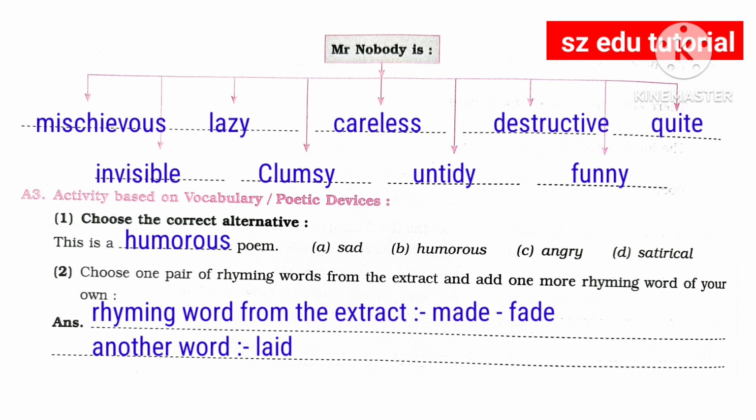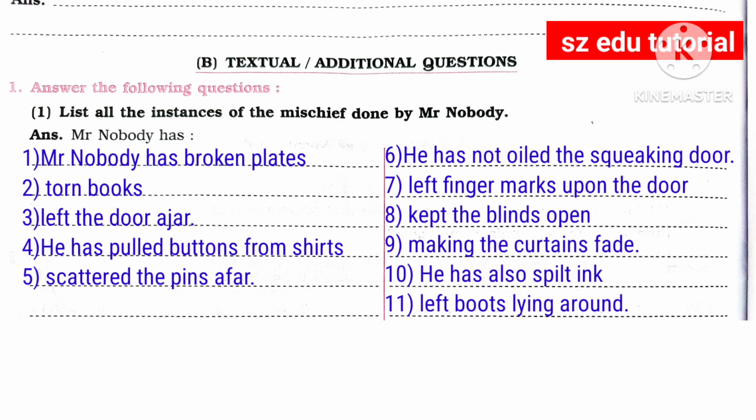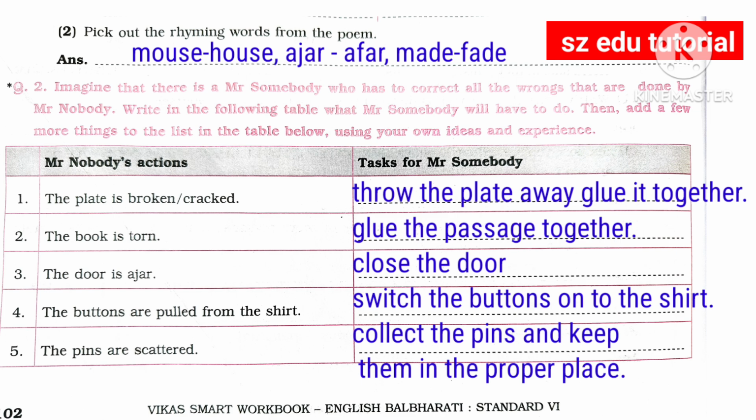Next, Nobody is mischievous, lazy, careless, destructive, quiet, invisible, clumsy, untidy, funny. Next one is question number 3, activities based on vocabulary. Next one, textual additional question. Answer the following question. First, list all the instances of the mischief done by Mr. Nobody.